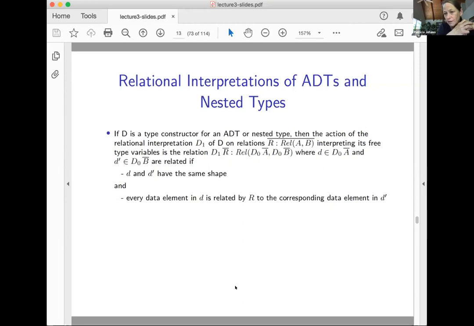So I don't get something weird if I think of zero arity relation transformers or unary relation transformers or something. I don't get something weird and a completely different semantics for ADTs. I just get the same semantics as before.